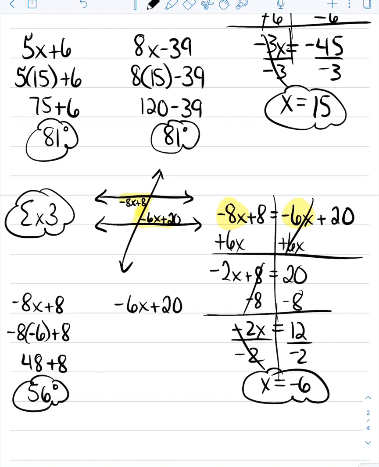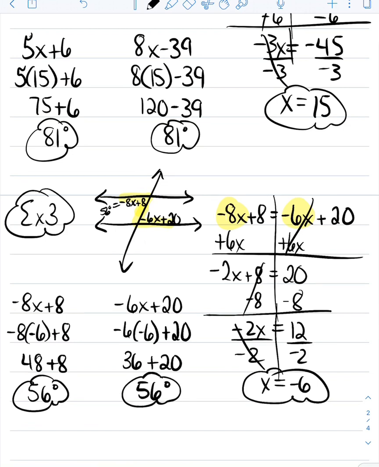So this angle measures 56 degrees. And since they're equal, they should be the same, but we still want to test. Negative 6 times negative 6 plus 20. Negative 6 times negative 6 is 36, plus 20, and there it is, our 56 degrees. So our other angle also measures 56 degrees.